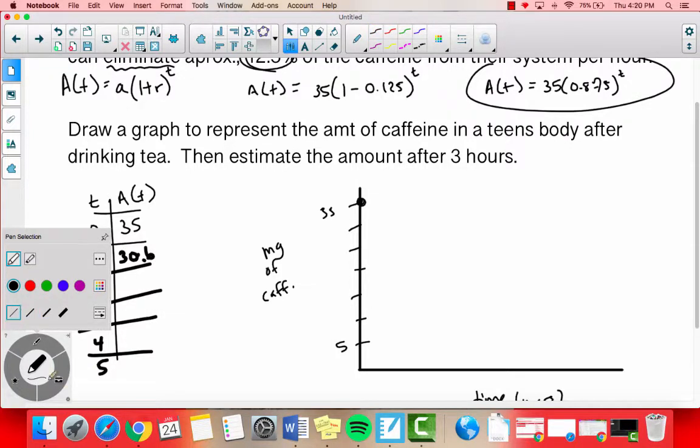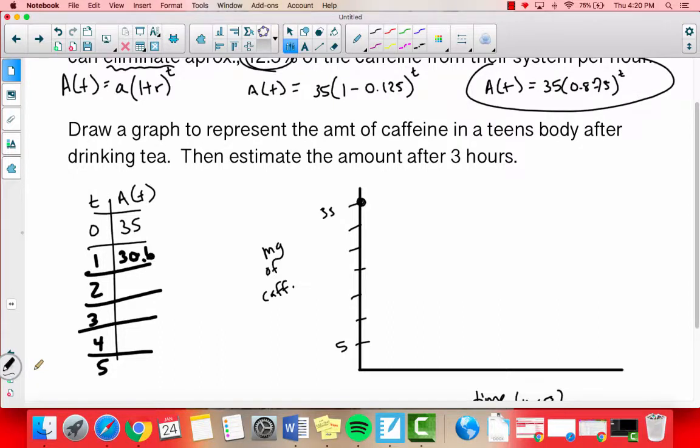Then I could do the same thing, plug in 2, so 0.875 squared times 35 gets us 26.8. Do it again, plug in 0.875 to the third times 35 is 23.4. And if I keep going, I can fill in the rest of this table and get 20.5. And I believe this one is around 18 point something, okay?